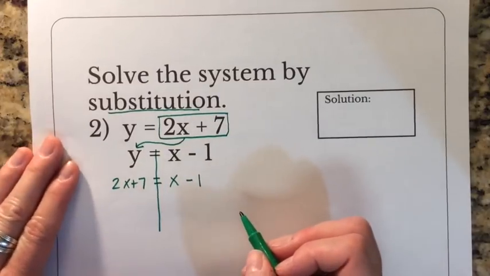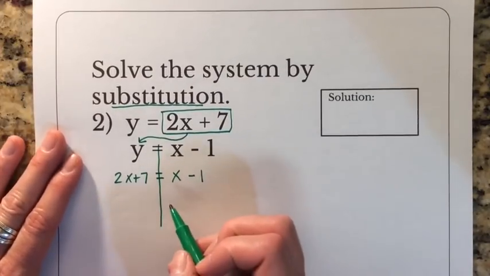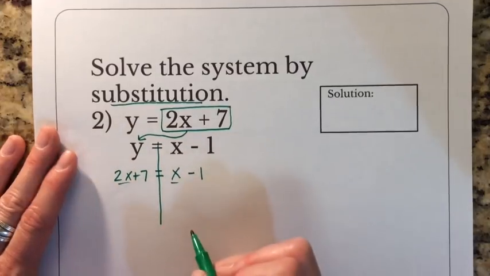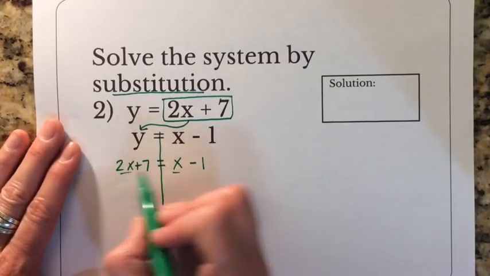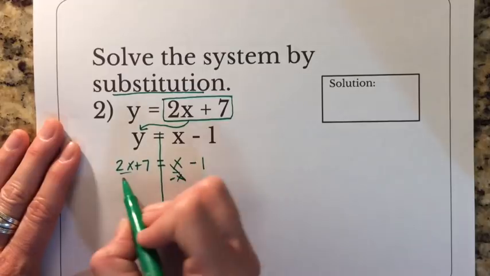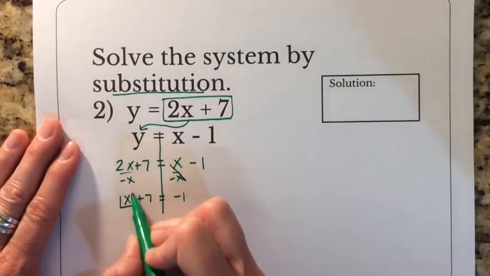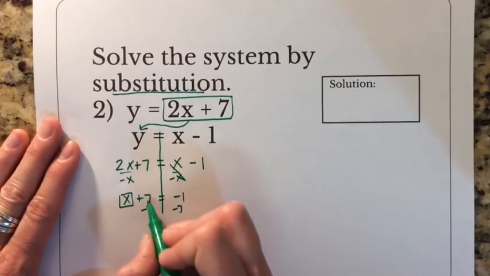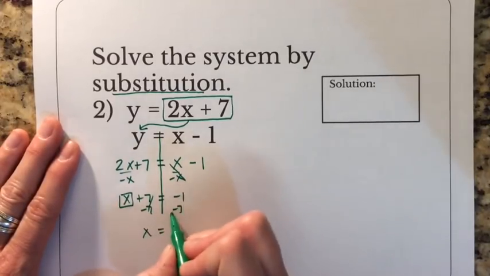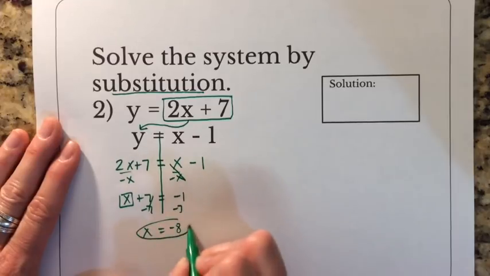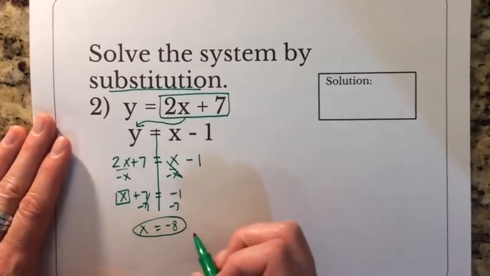Just copy the rest of the equation down, and now we'll solve for x. We have an x on both sides. Bigger party, I'm going to subtract the x from this side. Solving for x, take away 7. -1 minus 7 more, -8. So now I have that x is equal to -8.